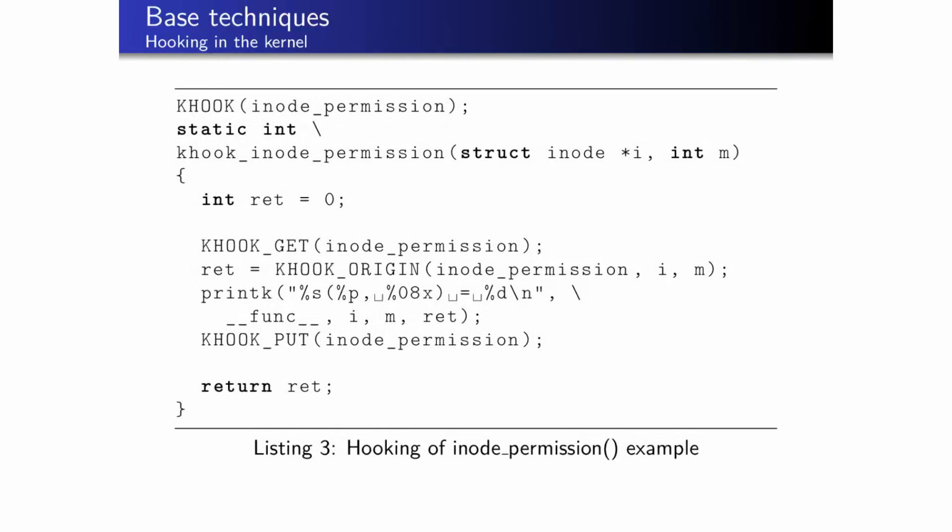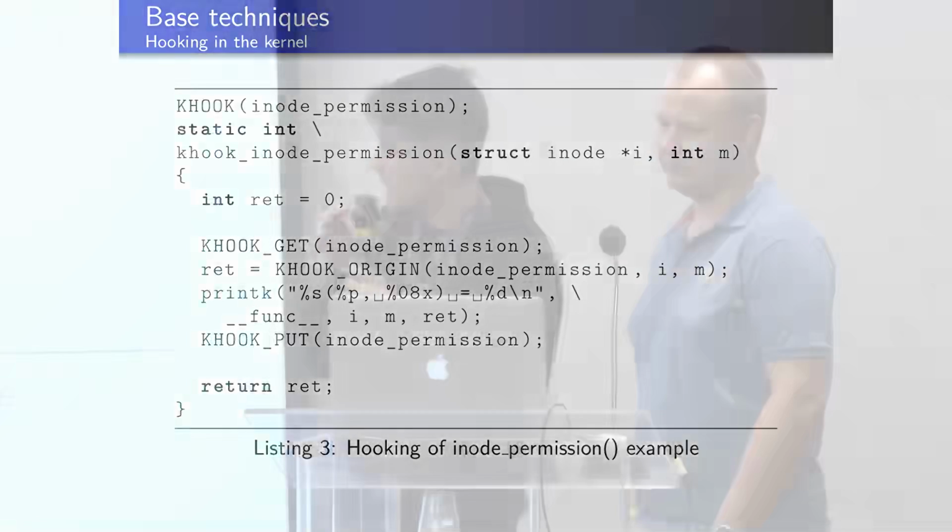This example shows how to hook the inode permission function. It's just a function inside the kernel that we are hooking, after doing that declaration up there. You declare your function that will execute, and these macros do the rest, so you can execute what you want and then execute the original function. It's all hidden under the framework's hood, so you don't even have to know how this framework works.